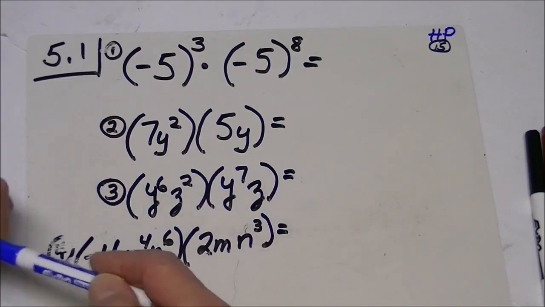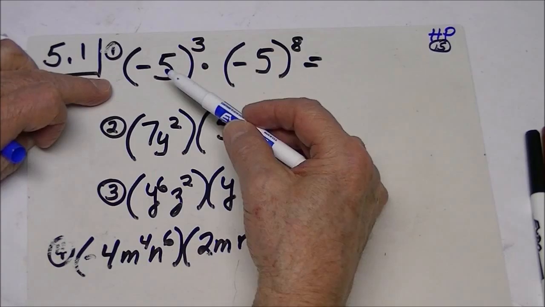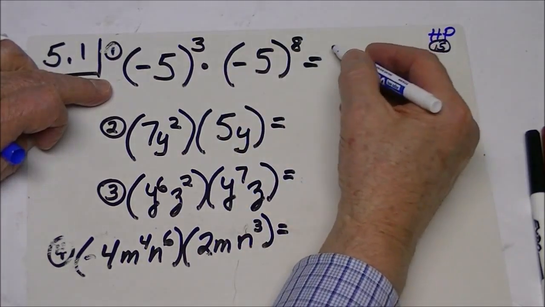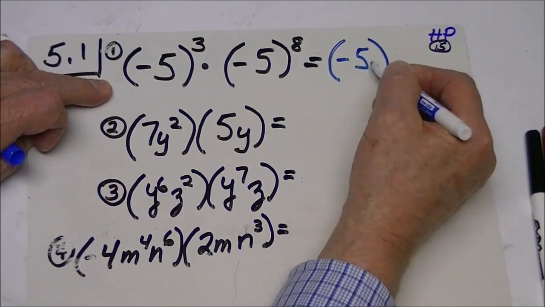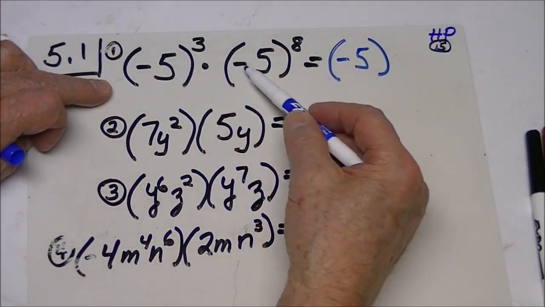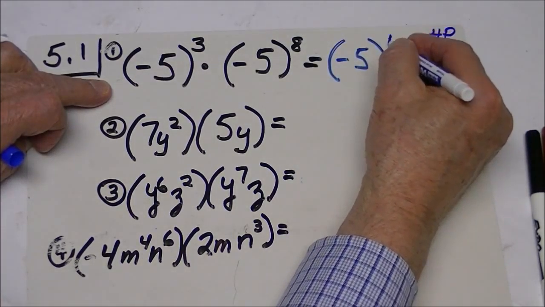And when you do that, here your base is going to be a -5. And as long as the bases are the same, we just add our exponents.